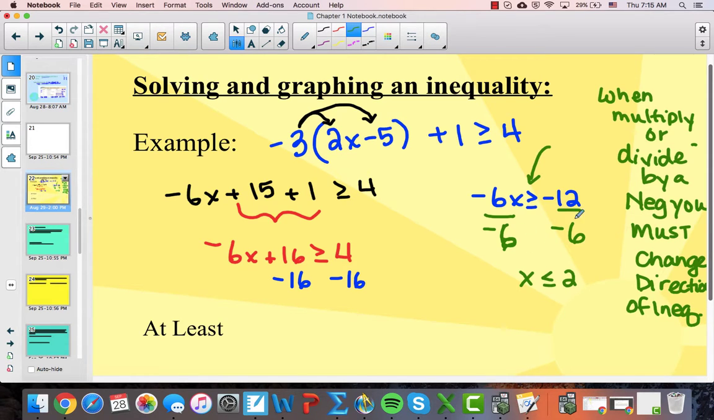So you can see when I divided by 6 here, it was greater than or equal to, and it now has become less than or equal to 2. As a graph, that means the solution would be every number from 2 to negative infinity. So -100, -1,000, -10,000. Any number that's less than or equal to 2 is a solution to this inequality.